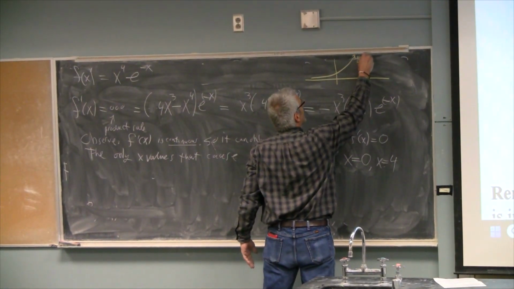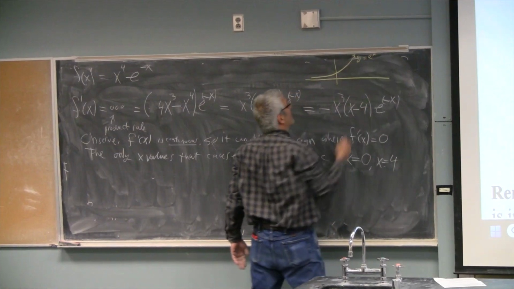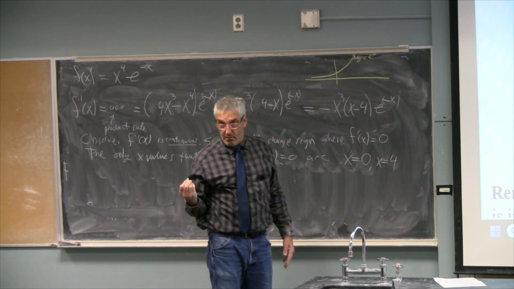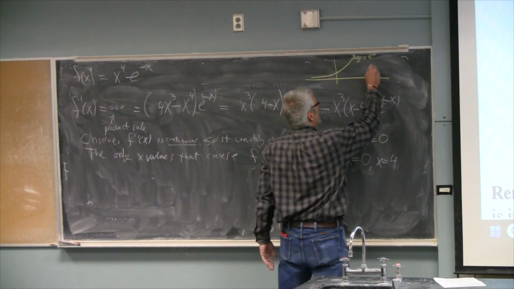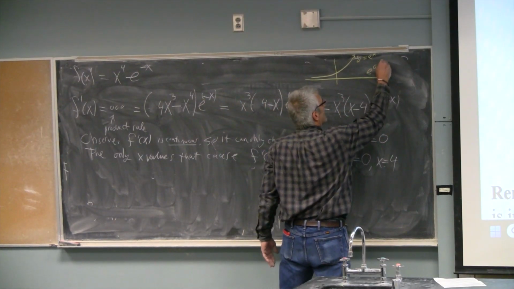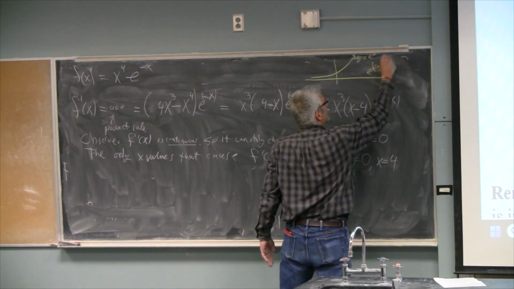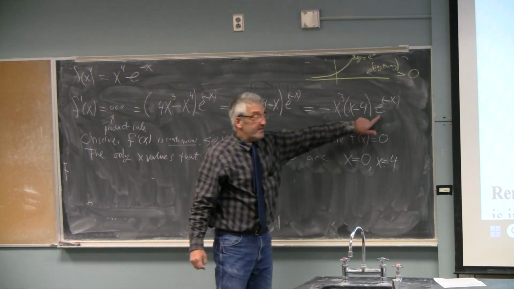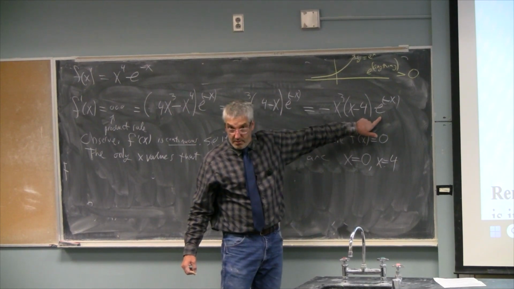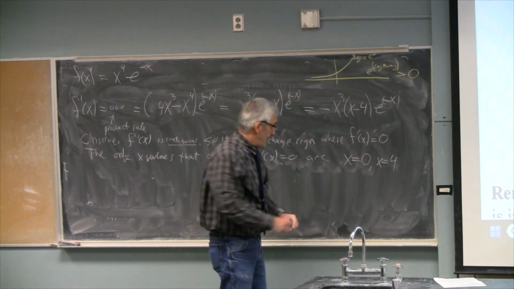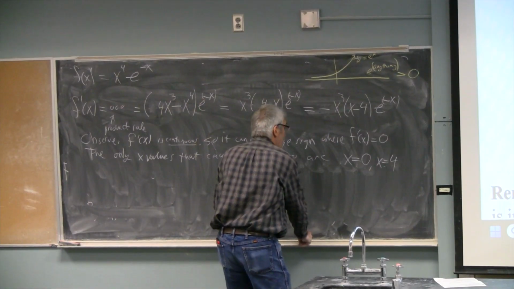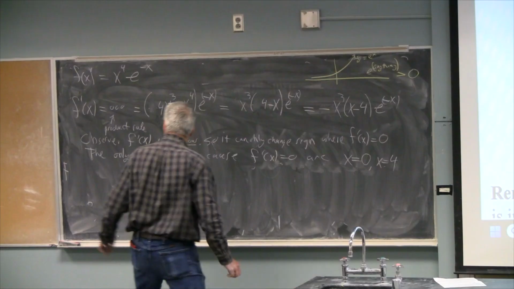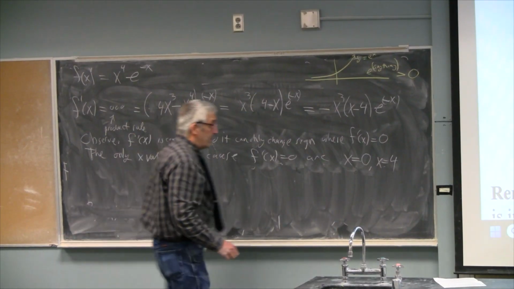This is y equals e to the x. And so we see that e to anything is always greater than 0. It's never equal to 0. So in fact, this term is never 0. So the only things that are going to cause f prime to be 0 are those two x values. So we make a sign chart for f prime. I'm going to do this over here.